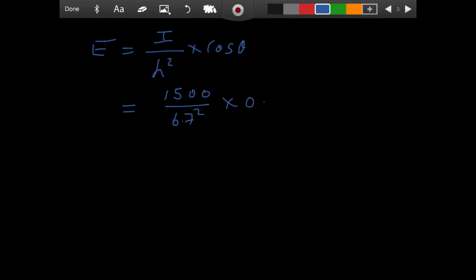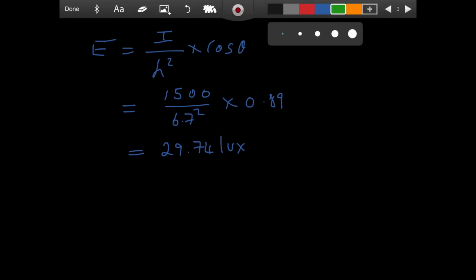And so E equals I divided by h squared times the cosine of the angle. So we have 1500 divided by 6.7 squared times 0.89, and that equals 29.74 lux. So this is our answer.